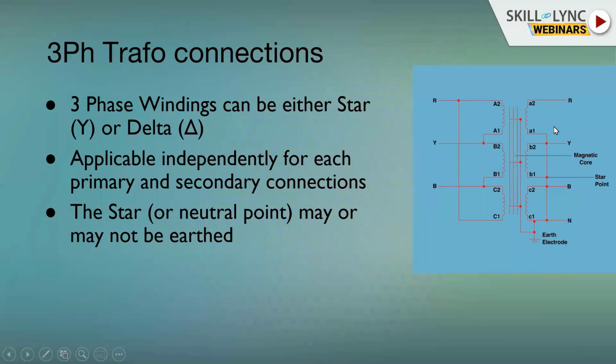Or alternatively, this is very simple to explain. R phase, Y phase, B phase, they remain as they are. There's a dot here. Sorry, there's a mistake here. R, Y, B, and the neutrals are all connected together, so that's called Y.